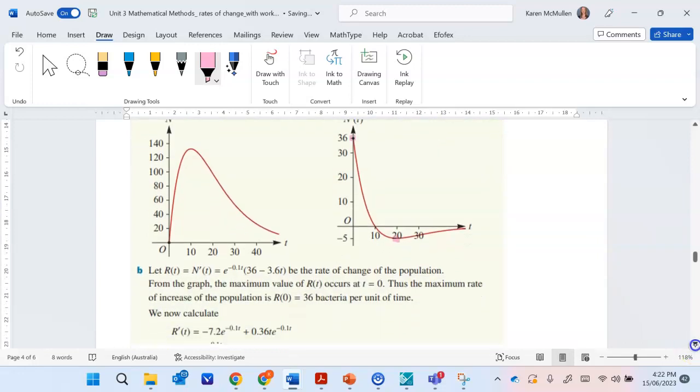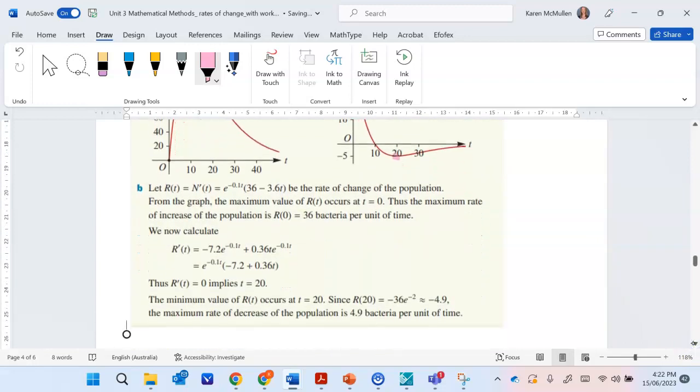So to get that value, what they've done is they've let r(t) equal the derivative of N. All right, so what I'm going to write on the side here is that r(t) is equal to the derivative of N with respect to t. The derivative of r with respect to t is the second derivative of N. Usually we would use a second derivative, but I guess they're just using this notation to show you that it's the derivative of the rate, which is the rate of the rate.